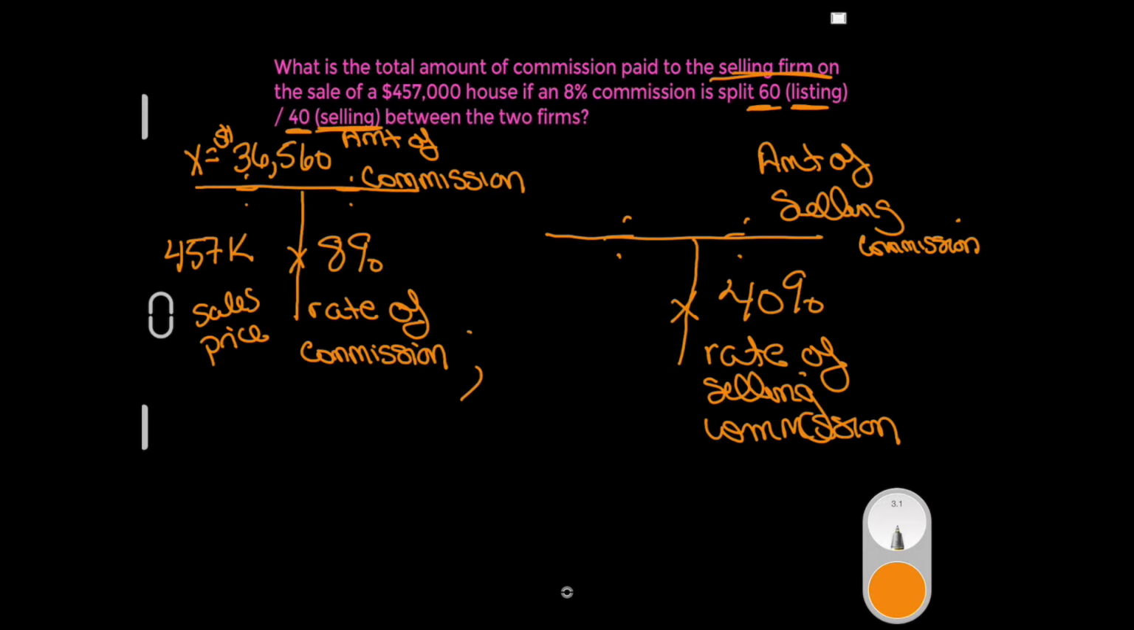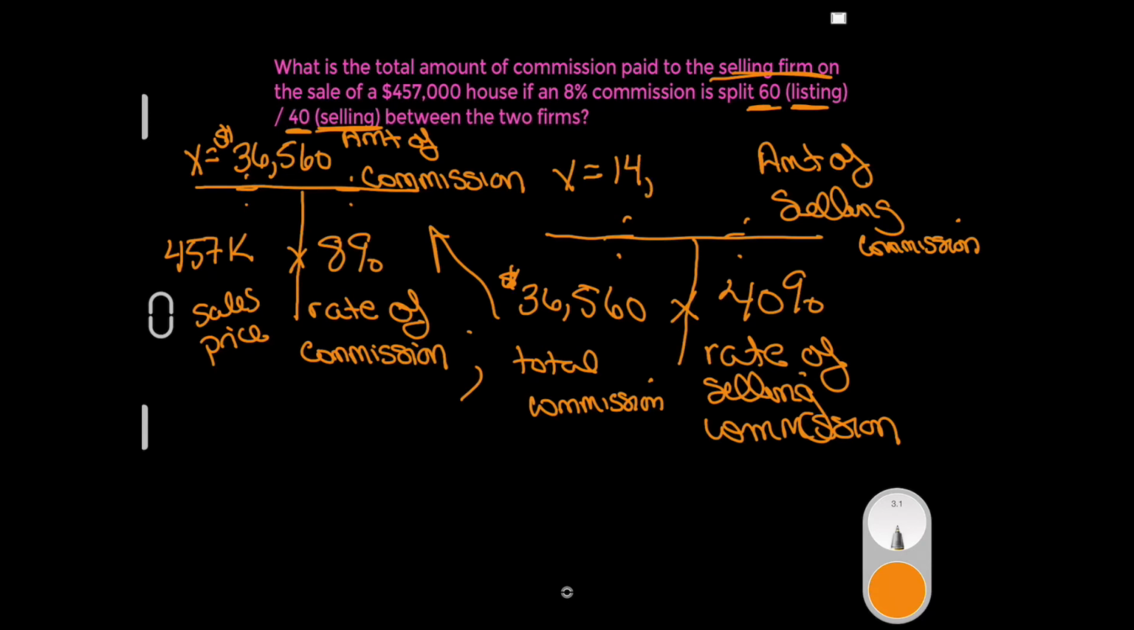And again, this commission is a portion of the total commission. Now, lucky for us, we just found the total commission right up here. So we're just going to put the $36,560 down here. We've got 2 out of 3, and when we multiply, we'll figure out that 40% of $36,560 is $14,624, and that is exactly what we're looking for. The amount of selling commission, it says how much is getting paid to the selling firm, that's our final answer.